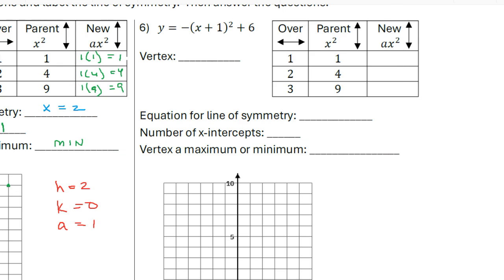Question number 6. Here is our equation. They want us to figure out the vertex, the equation of the line of symmetry, the number of x-intercepts, and is the vertex a maximum or a minimum? So here we go, class.